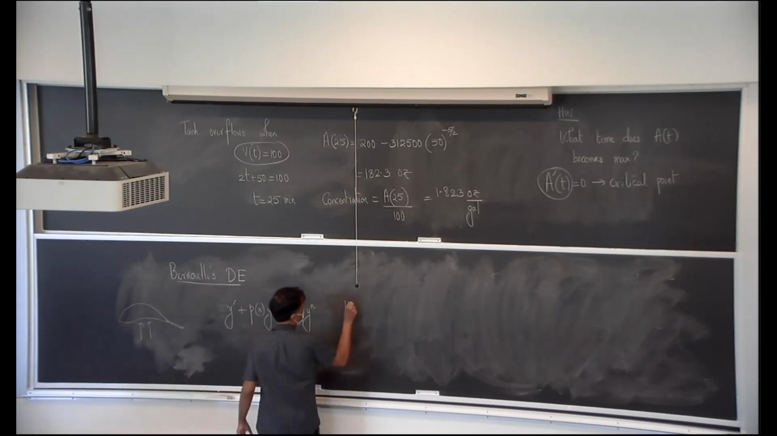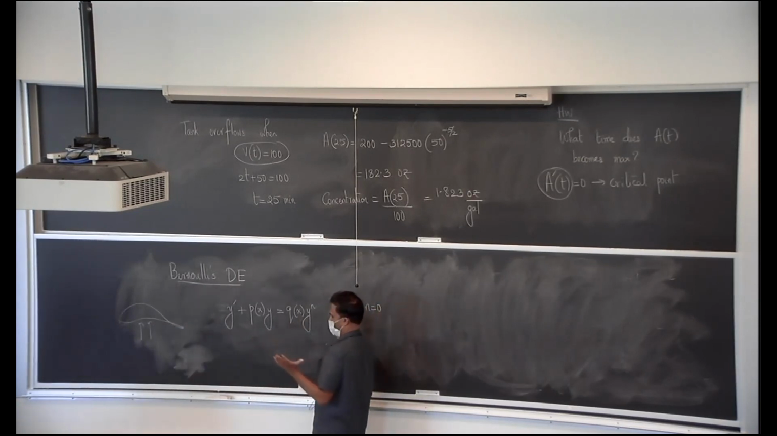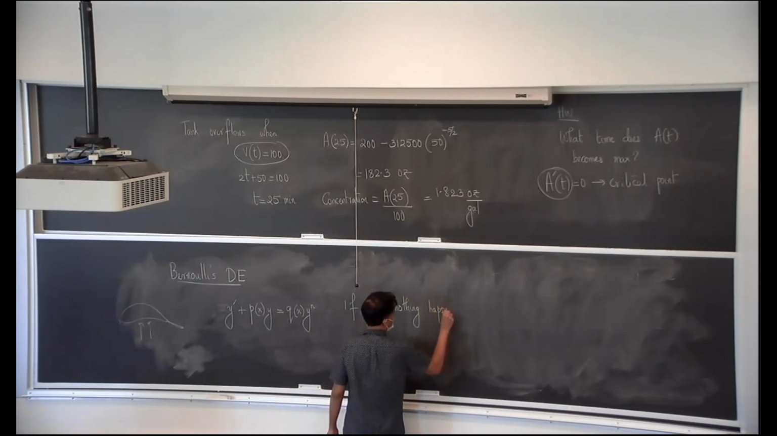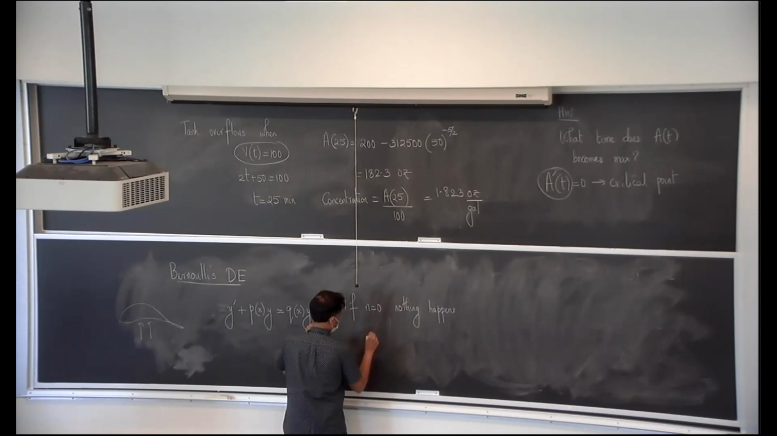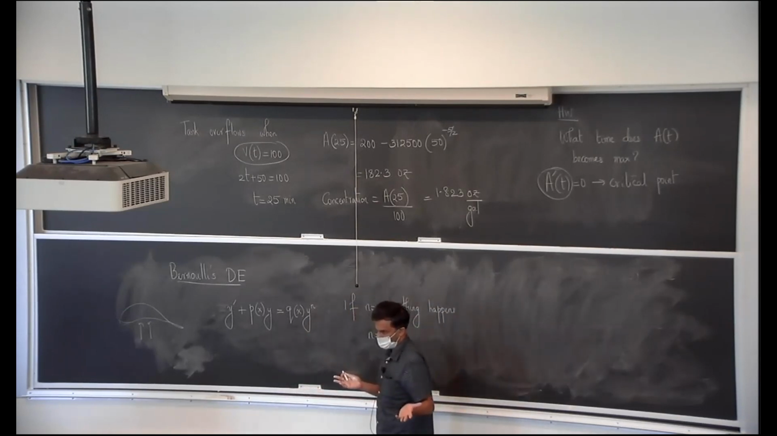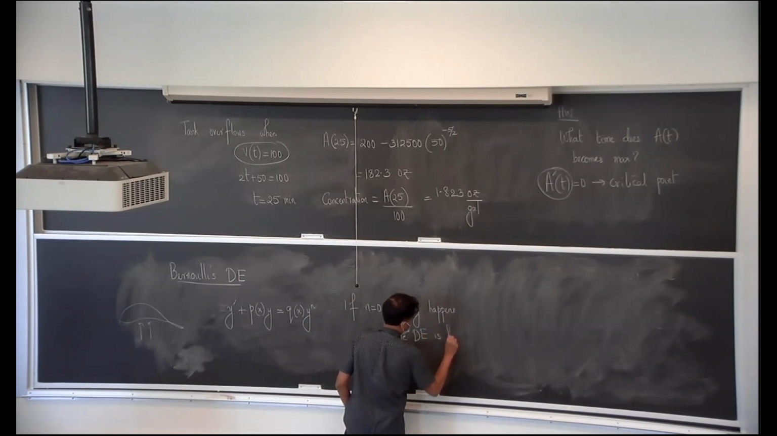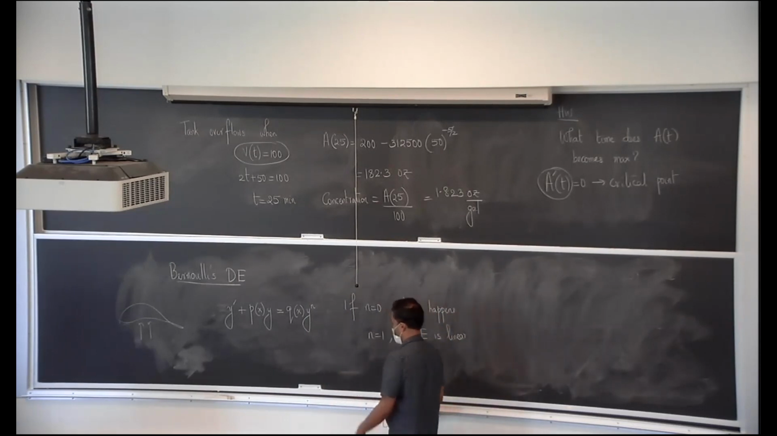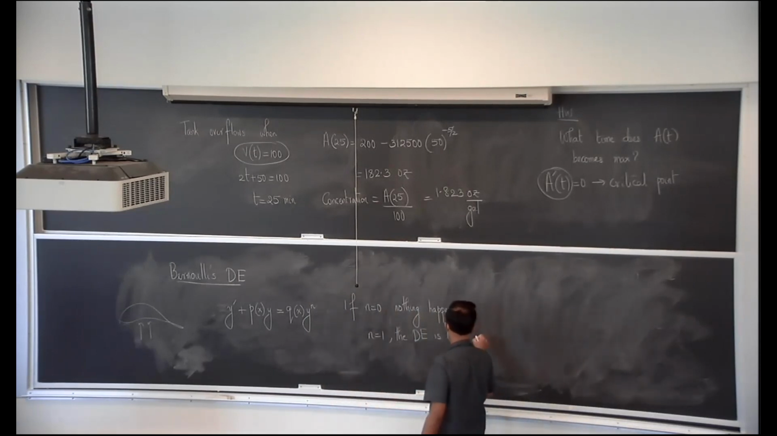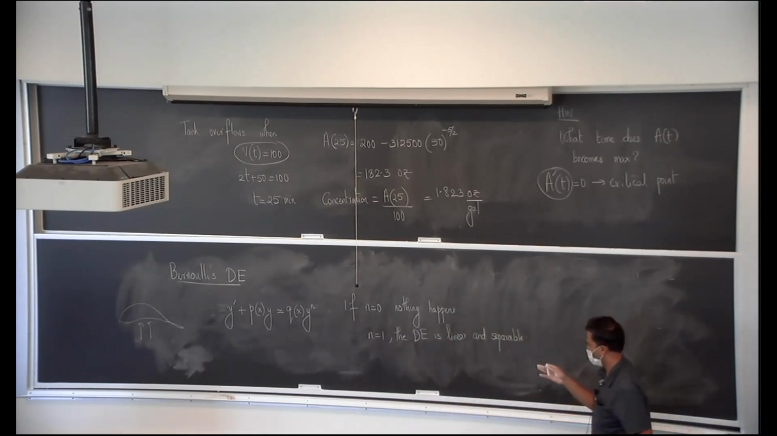If n equal to 0, no harm, we are back to square one. Nothing happens. And if n equal to 1, it's linear. It's not only linear, we could also separate and solve it. Linear and separable. So when you say Bernoulli's differential equation, that is for cases when n is not equal to 0 and n is not equal to 1.